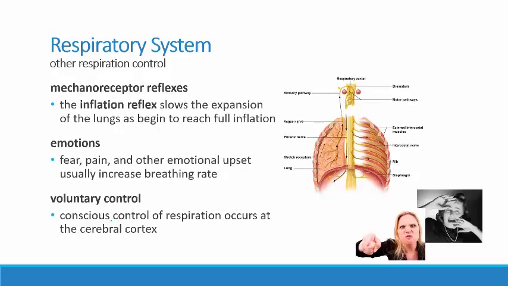And then finally, there are other ways through which we control the respiratory system, including the mechanoreceptor inflation reflex that prevents us from over-expanding the lungs, emotional upset or excitement, and through voluntary conscious thought, we can also control respiration.